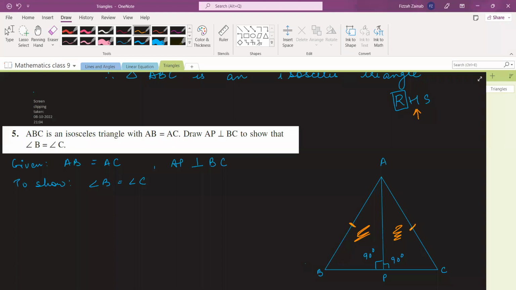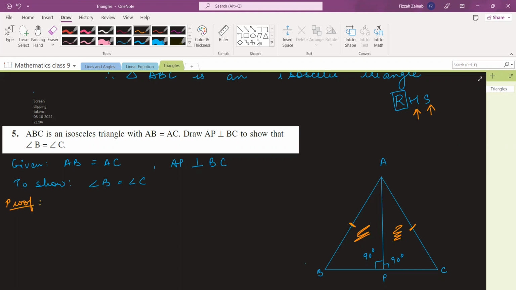The remaining sides are AP and BP, right? Which side is equal? AP is a common side, isn't it? Yes, so AP is common. So one side I also have, so I can simply use the RHS criteria.